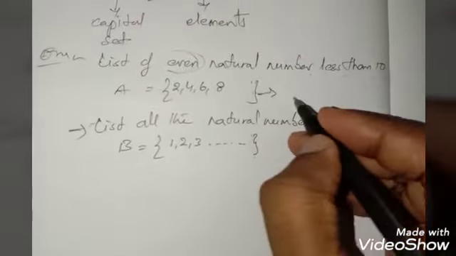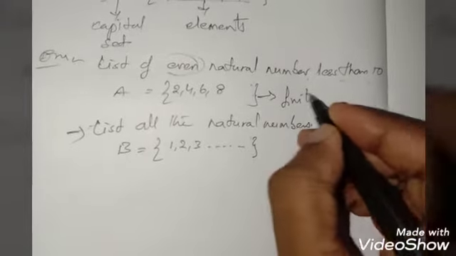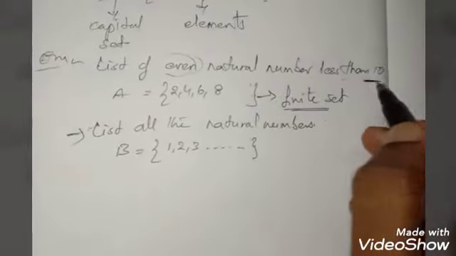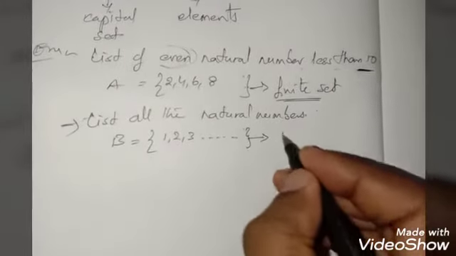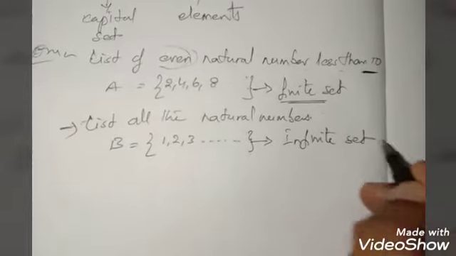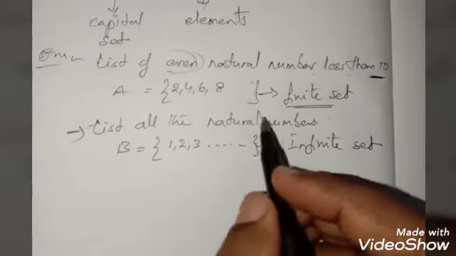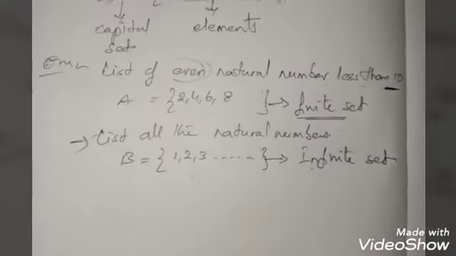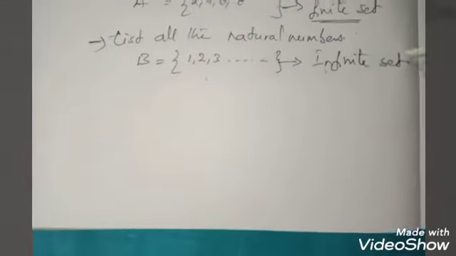Now what is the difference between these two? This is called a finite set, because here we have a limitation of 10. Now this set is called an infinite set, because we don't have any limitations. So both are sets, but the difference is this is a finite set and this is an infinite set. Now till now we understood what is a set, what is a finite set and what is an infinite set.